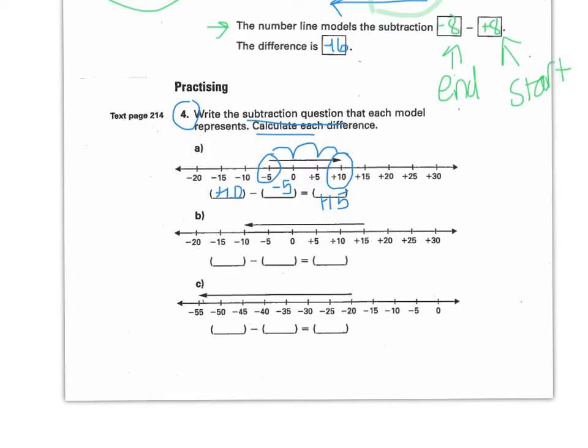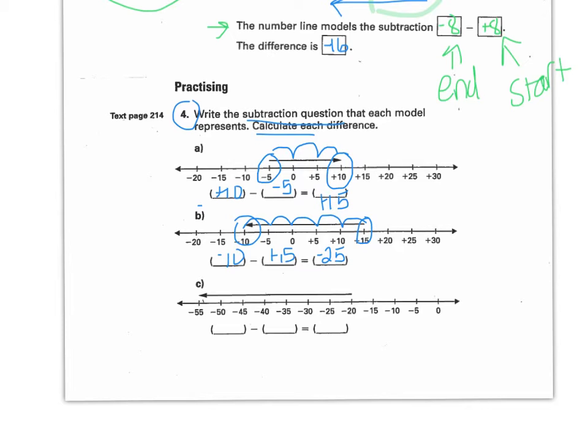Let's take a look at B. Here is my starting number. Here is my ending number, -10. I need to count the difference. 5, 10, 15, 20, 25. And because the arrow moves to the left, it's negative.